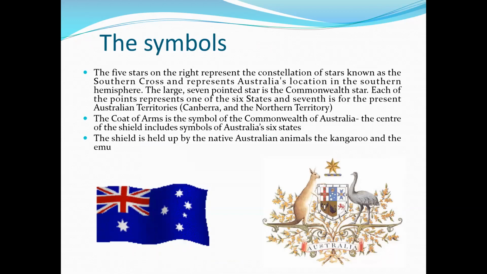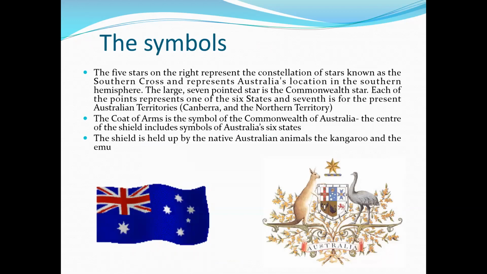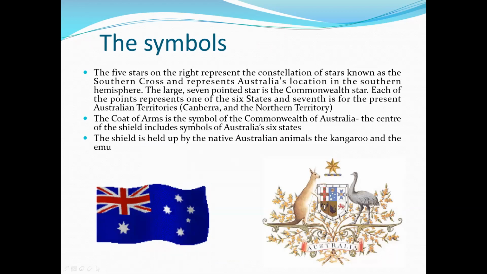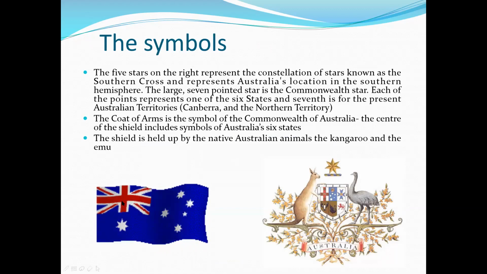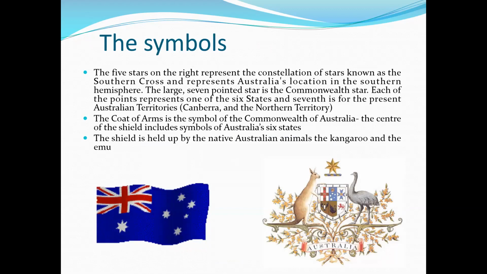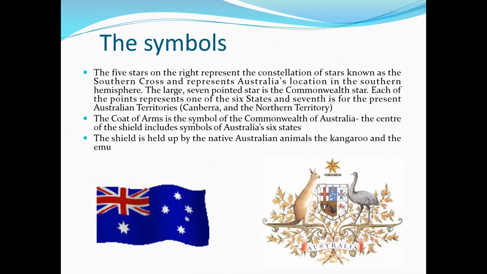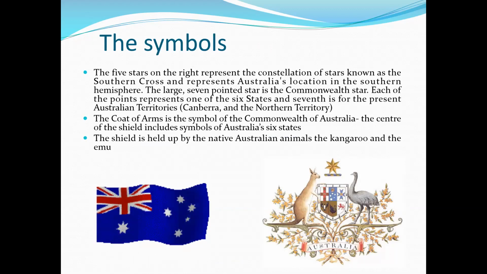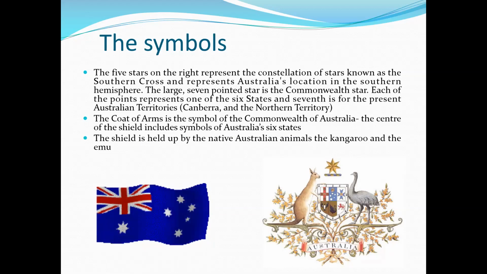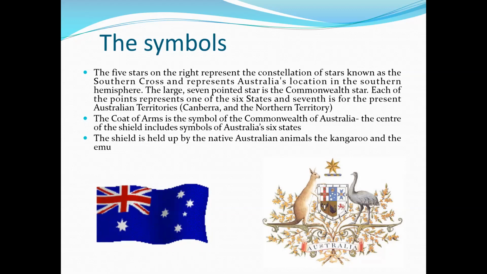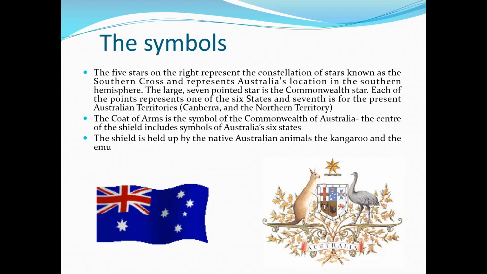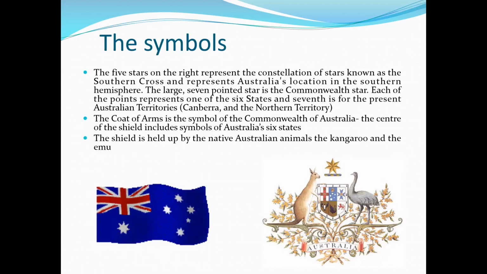Australia was the colony of Great Britain. Now it's a member of the Commonwealth. So you can see the Union Jack on the flag of Australia. You can also see 5 stars, which represent the constellation of stars known as the Southern Cross, and represents Australia's location in the Southern Hemisphere.